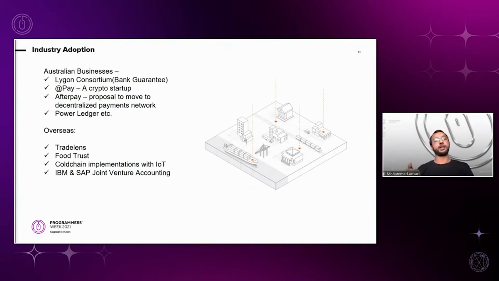Now, AdPay is something which is very similar to Afterpay, but it is entirely crypto-based. Afterpay, we all know Afterpay services, right? They have a proposal ongoing in which they're planning to move their payments to one of the widely used cryptocurrencies like Cardano or Ethereum or Ripple. So basically, they're looking at some cost benefits. There are some fees involved in the current transaction scenario. And then you have Power Ledger. You have a number of different organizations all across Australia, but dealing with different industry segments in terms of blockchain.